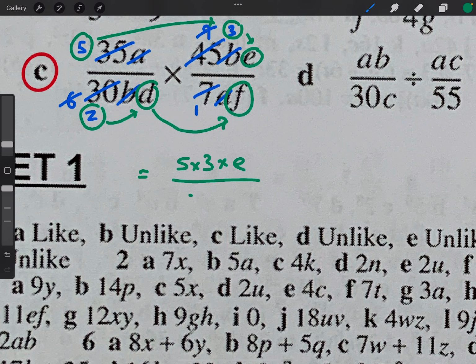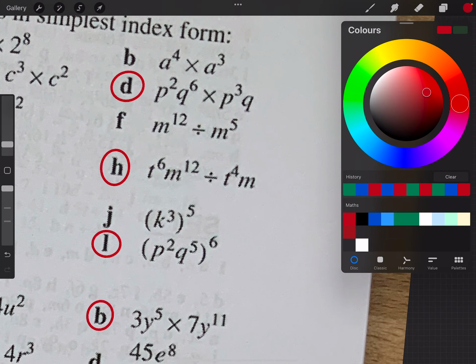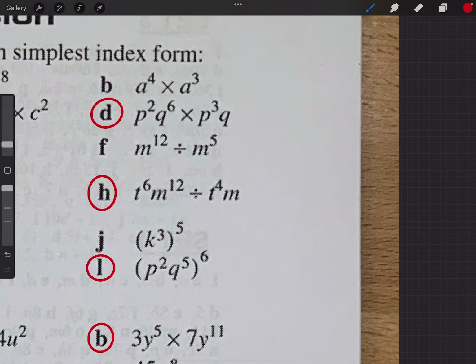Alright, extension questions, let's look at that one. Question 20D. Now we're multiplying, so we're going to multiply the letters that are the same together. So p squared times p to the 3, we add the powers, so that's p to the 5. And then q to the 6 times q to the 1 is just q to the 7. Done.